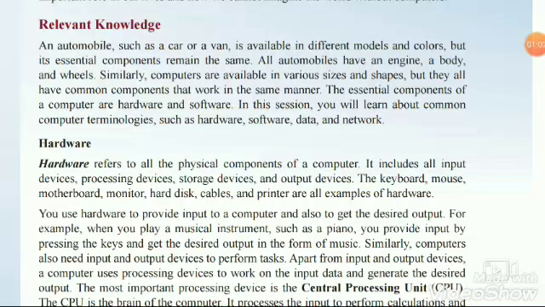Similarly, computers also need input and output devices to perform tasks, and also a device, the central processing unit, for processing that task. So apart from input and output devices, a computer uses processing devices to work on the input data and generate the desired output. The most important processing device is the CPU, or central processing unit. And the CPU is the brain of the computer.